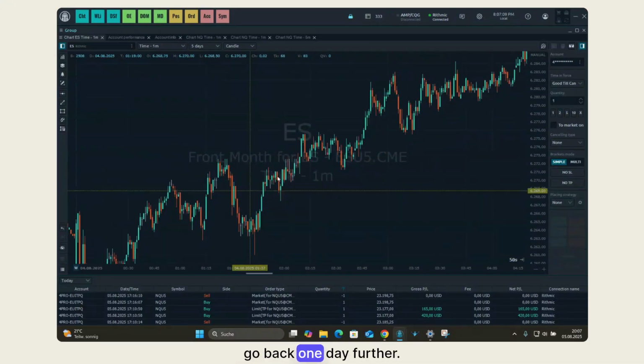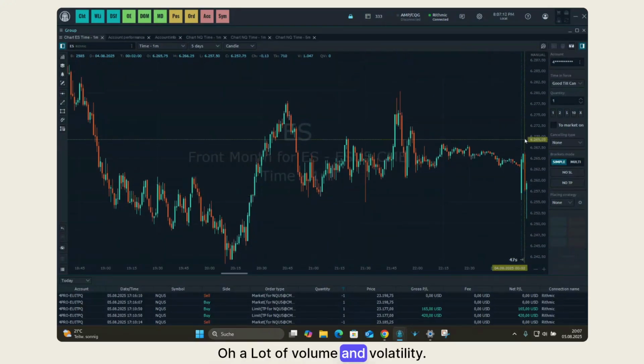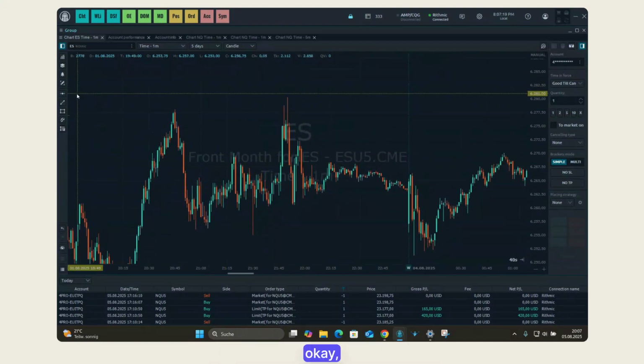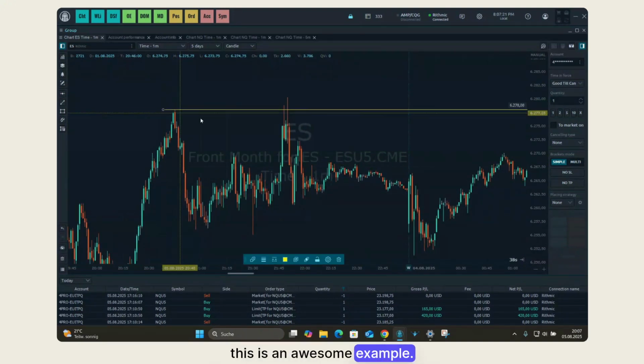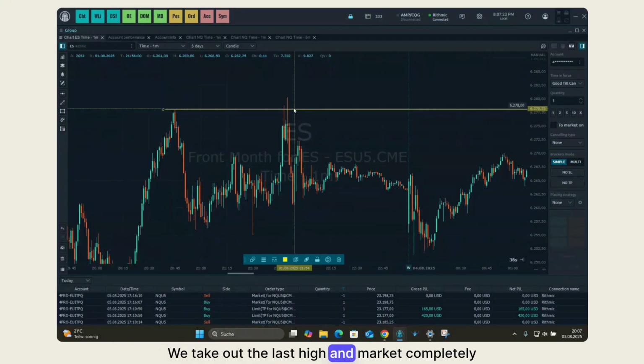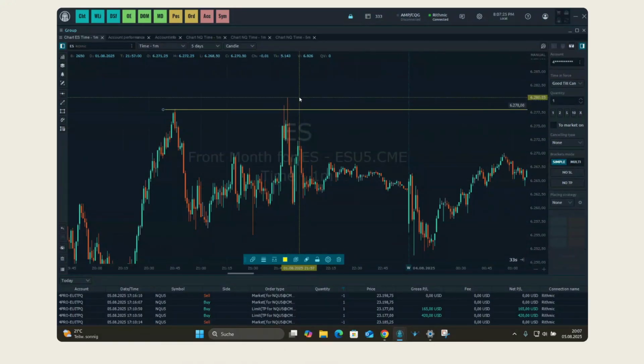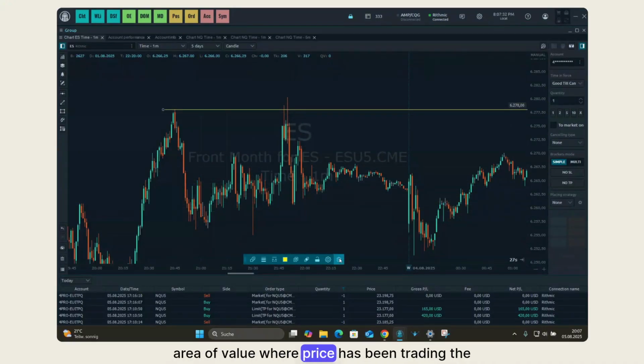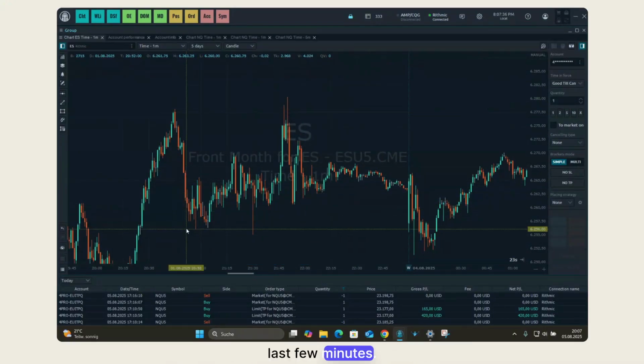Let's go back one day further. Ooh, a lot of volume and volatility. So let's see what you can see here. Okay, this is an awesome example. We take out the last high, and market completely rejects that high, even does it 2 times, and then comes back in the area of value where price has been trading the last few minutes.